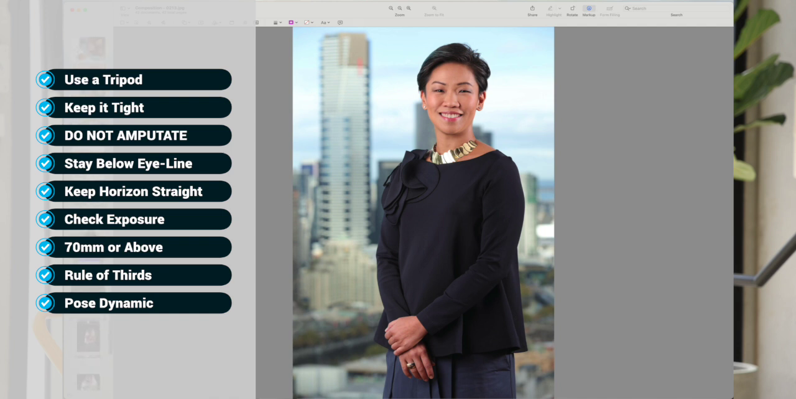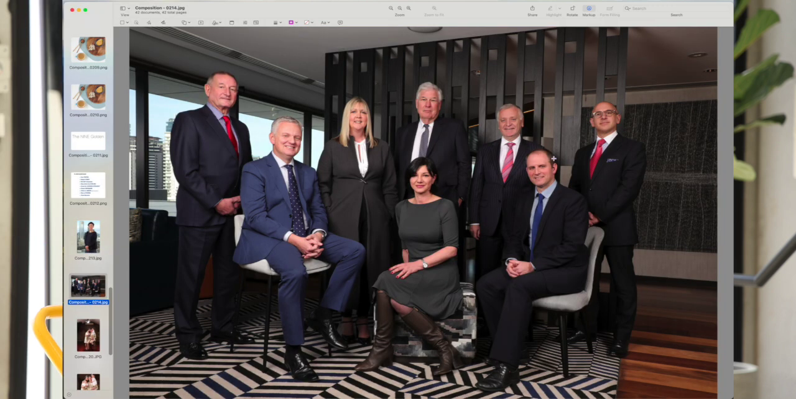In a corporate situation. Here's another corporate shot. This is a group. Again, it's on a tripod. It's as tight as it's going to be. We haven't amputated anybody. The eye line is right. The horizon is straight. The exposure is good.